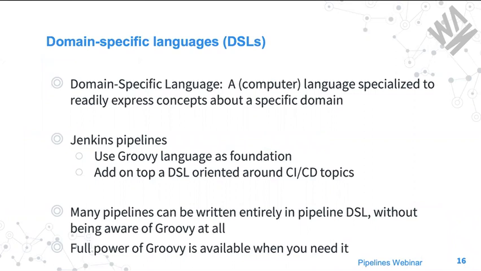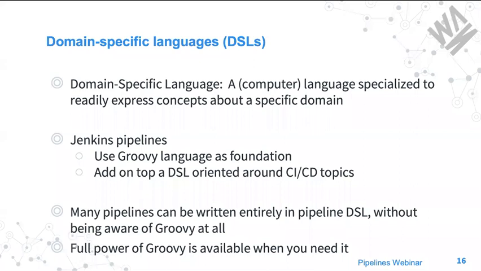So I've been using the word domain-specific language. A domain-specific language, in this context, is a computer language that's specialized, and it is intended to easily express concepts about a very specific domain, or if you want to say it in different words, about a particular subject matter. And in Jenkins' case, the Jenkins pipeline, the domain-specific language is about pipeline objects. It's about the things that we want to manipulate in the pipeline.